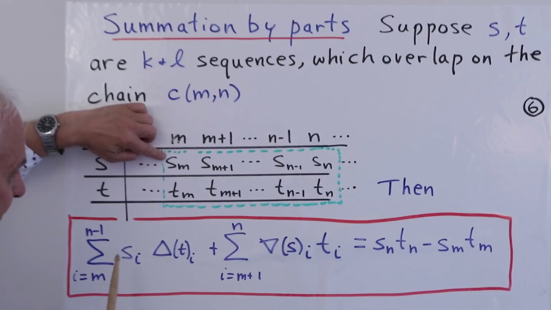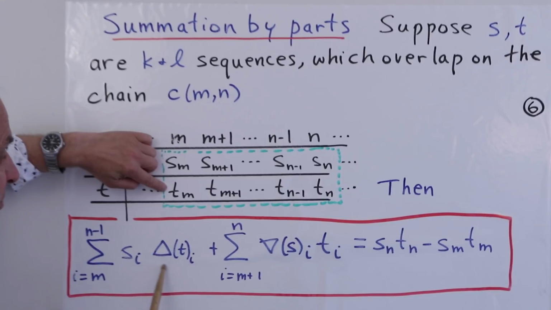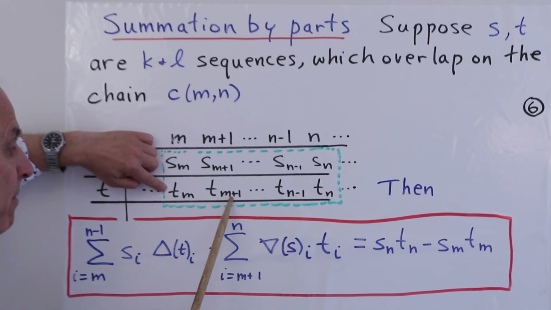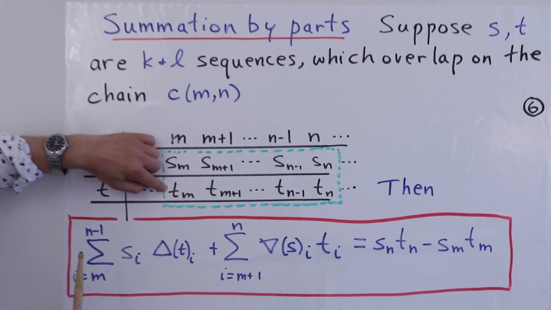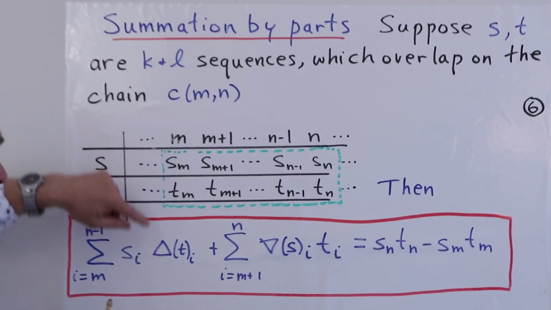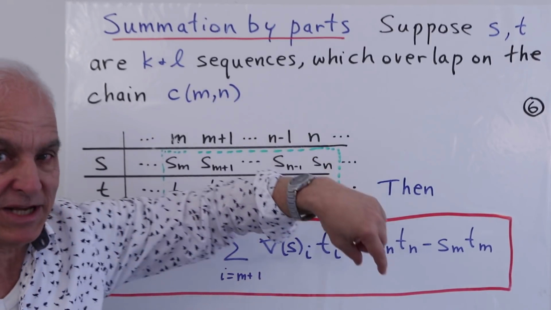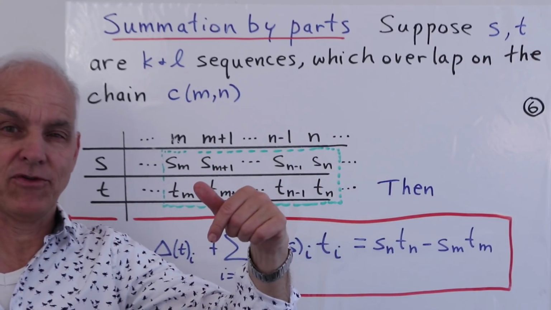So when i is equal to m, we would take s sub m times, over here the corresponding thing would be the delta of t sub m, which would be t sub m plus 1 minus t sub m. That difference would be happening there. So we're taking products of values of s with differences from t, but they're forward differences.